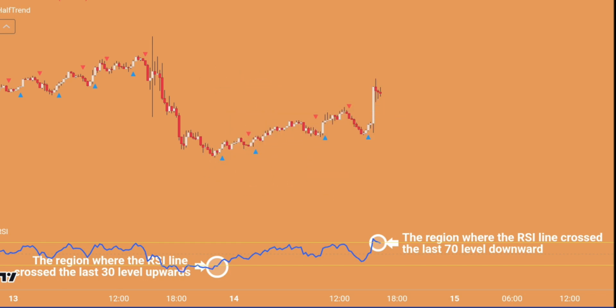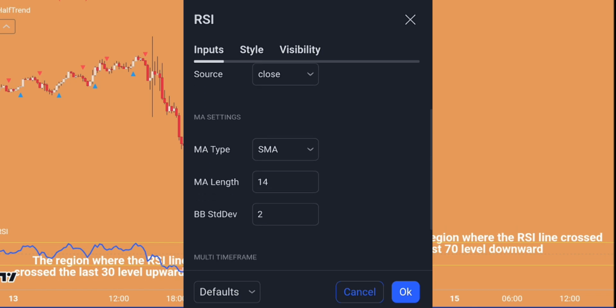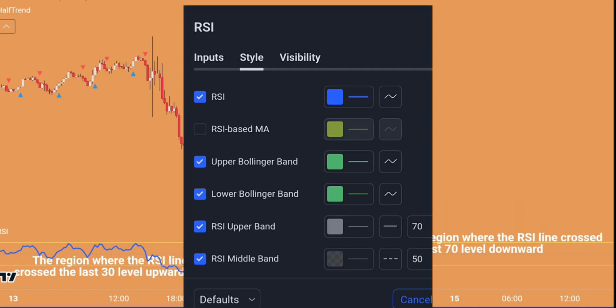First, let's optimize the settings of the indicators and add them to our chart.